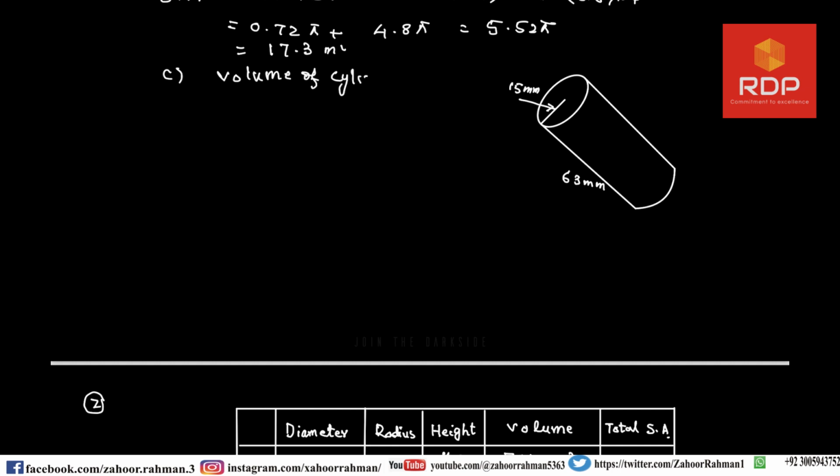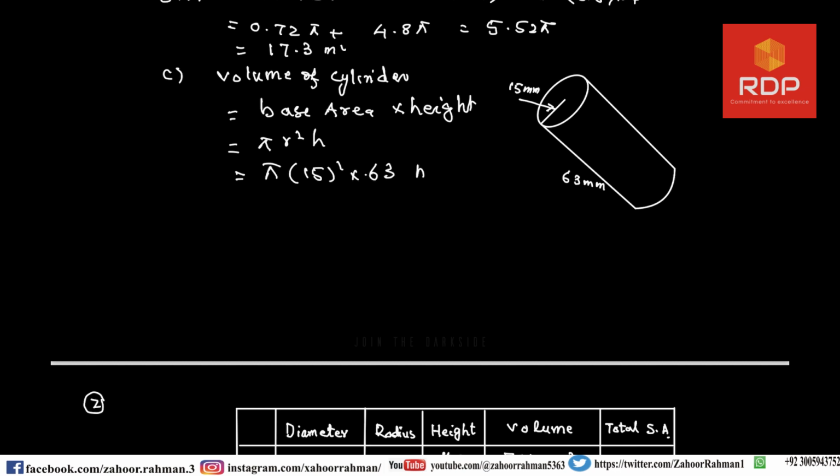In the third part, a figure is given to you. Volume we have to find in the first part, and I am writing base area multiplied by height. So here also we have the radius as 15. So we are getting pi r square h. It means pi and r is 15 square into h is 63, and that will be in millimeter cube. The final answer we will get is 44,500 mm cube.